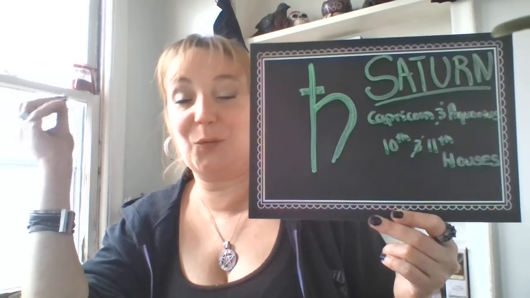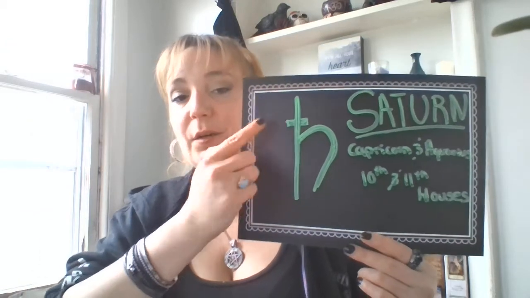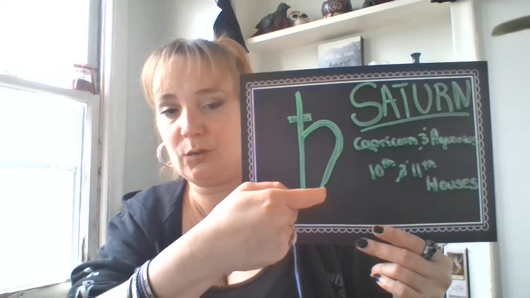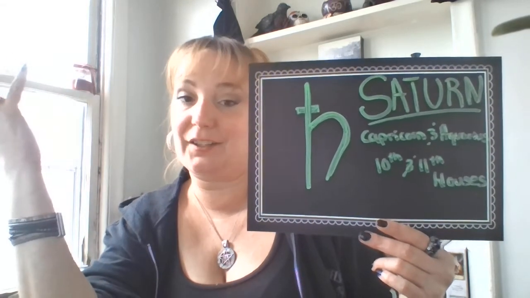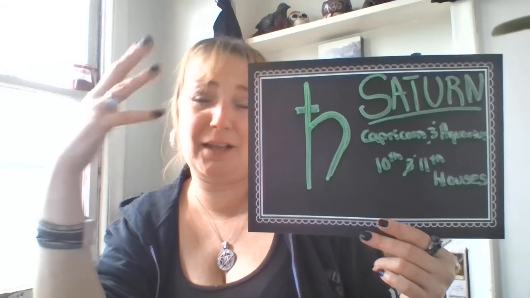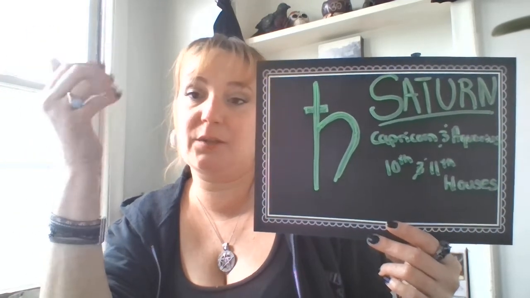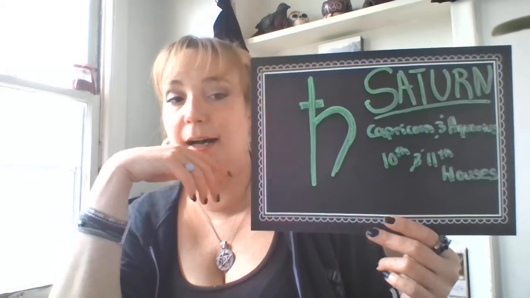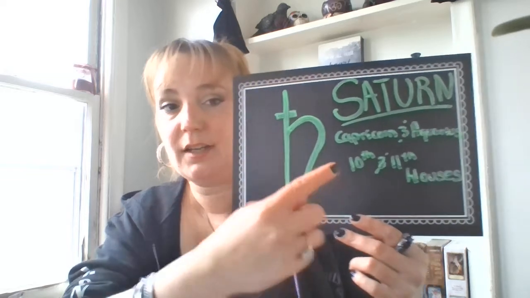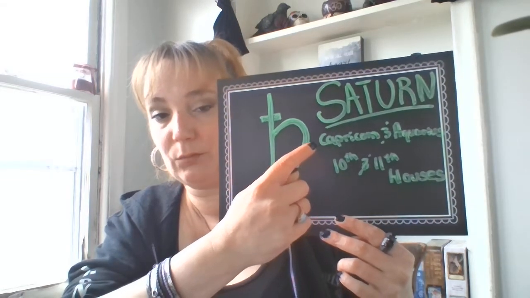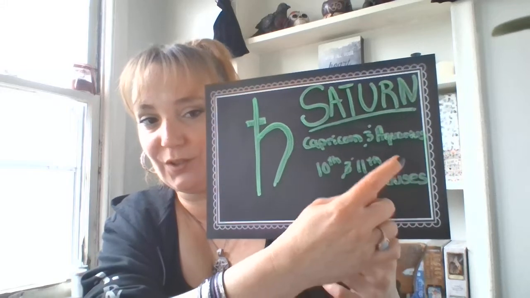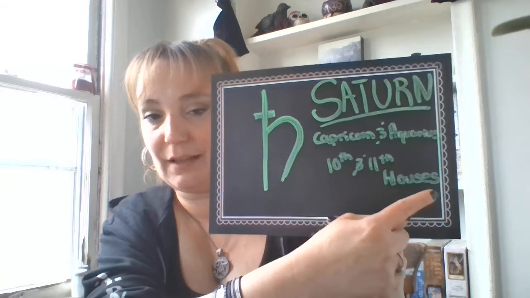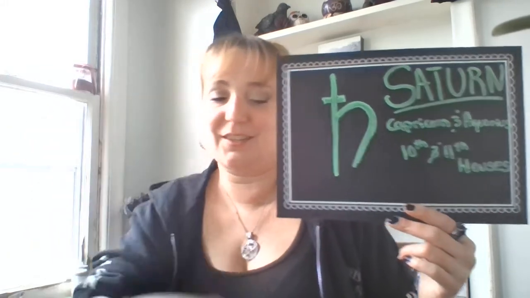Okay, so we're moving on to Saturn. If you see this symbol, it's a cross with a little offshoot right here. That is Saturn. Sometimes it almost looks like a 5, depending on what chart you're looking at. In astrology, it looks like this. This is Saturn, and it rules Capricorn and co-rules Aquarius, and it rules the 10th house and co-rules the 11th house. So this is Saturn for you.